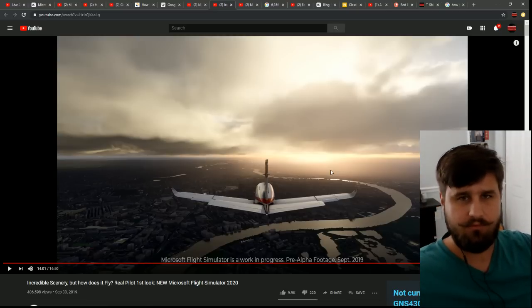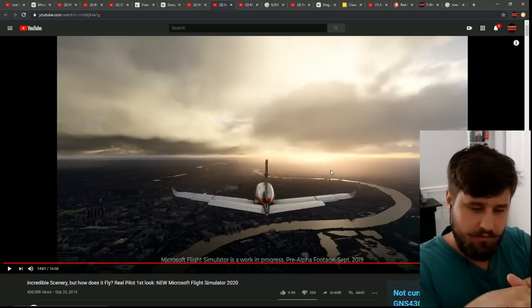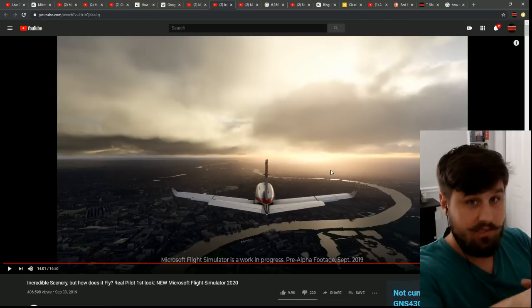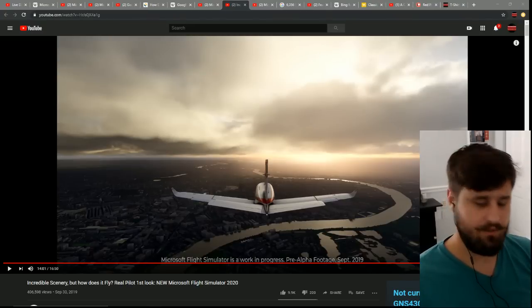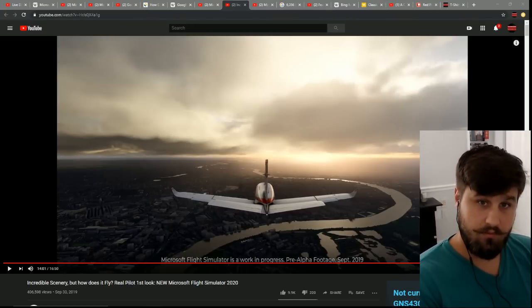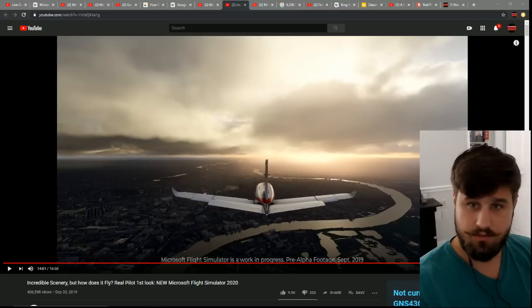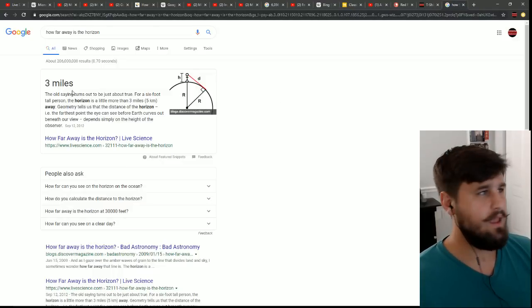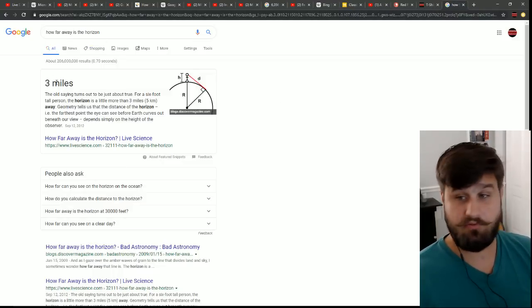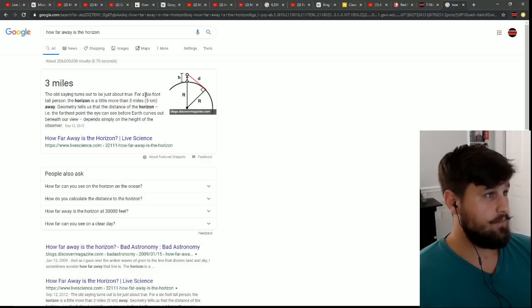Simple example. You're standing on the beach, right there on the shoreline, looking out at the water, and you see the horizon. According to Google, in fact, let me Google that right now for you. All right, so here we have it right out of Google's mouth. How far away is the horizon? 3 miles. For a 6 foot tall person, the horizon is a little more than 3 miles away.